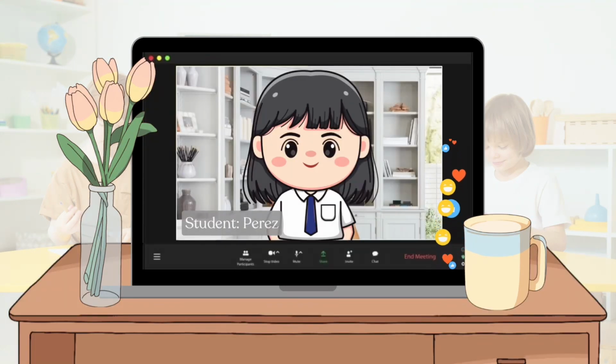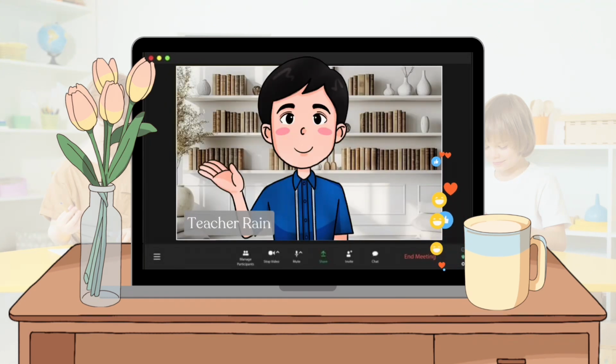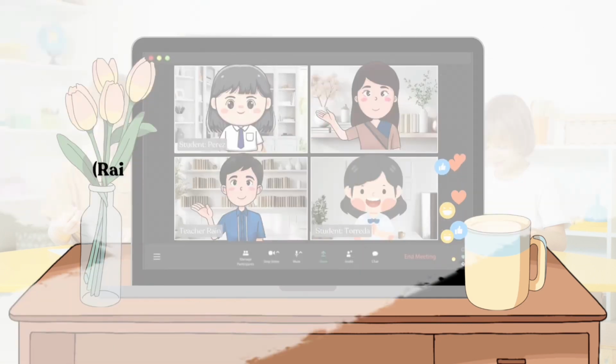I think we can create a visual aid that shows common preposition errors and their corrections. That's a great idea, Perez. We can use a chart with examples of common preposition errors and their corrections.